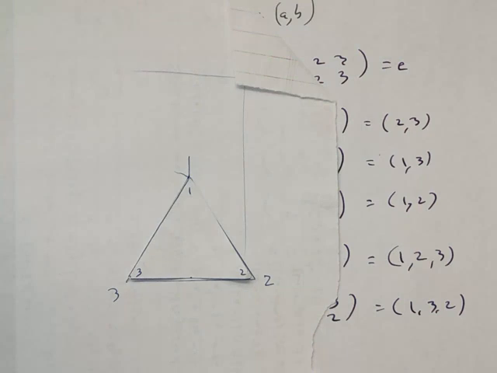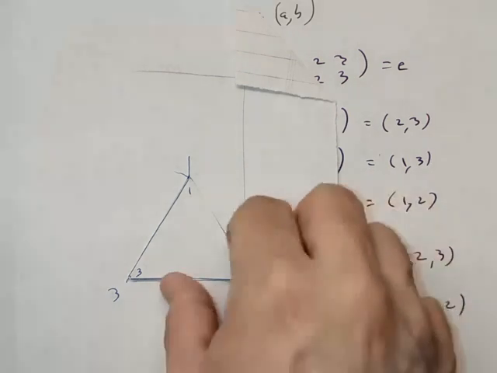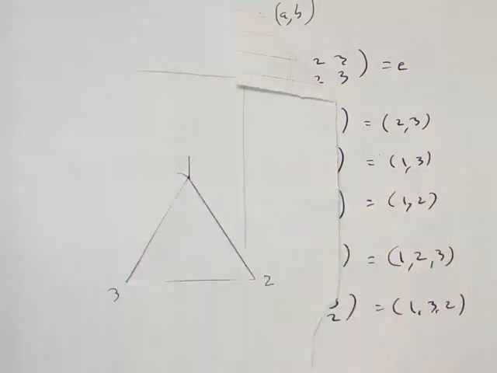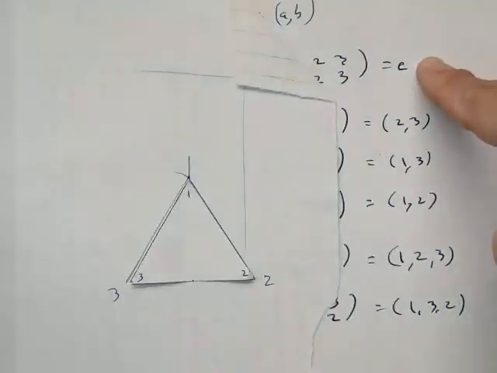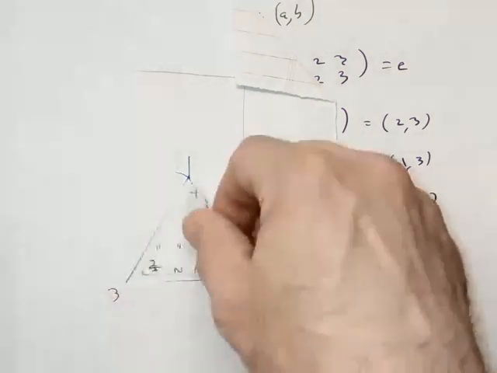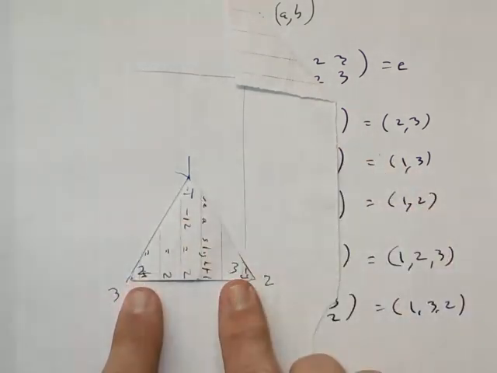Pick the triangle up, twist it, turn it, rotate it, flip it over, don't scrunch it up, put it back in the hole. I'm going to get one of these. If I pick it up and put it right back down, then I've got the identity. Nothing changed. What if I want to switch 2 and 3 but leave 1 alone? Pick it up, turn it over, 2 and 3 are switched.